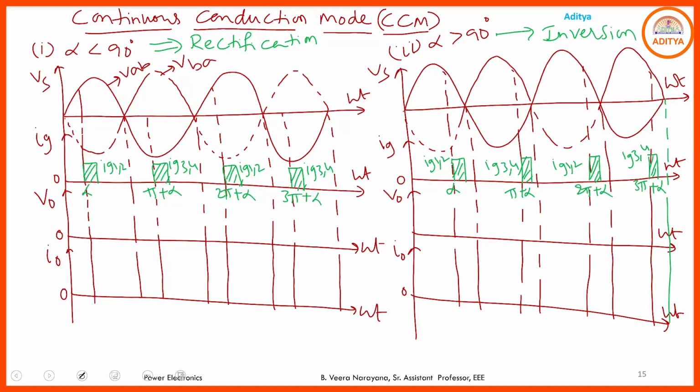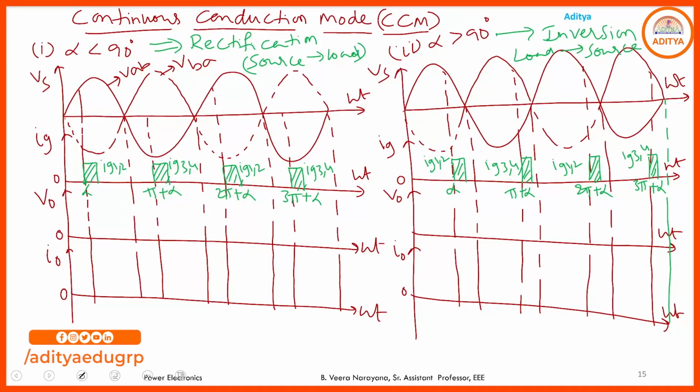So if alpha is less than 90 degrees, we have rectification, and power is transmitted from source to load. And if you maintain alpha greater than 90 degrees, power is transmitted from load to source. How, we will discuss. First we go through the rectification operation. Here I am assuming alpha less than 90 degrees, hence at this instant we provide the gate pulse.